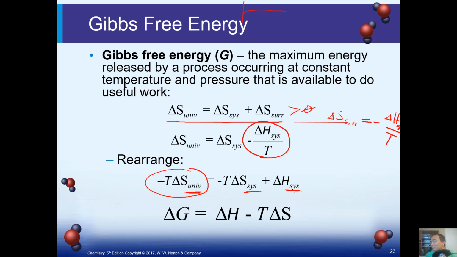So for this reason we define this delta G to be negative T times delta S for the universe. Then everything will be related to the system, but you don't have to write the system as the subscript. If you don't write the subscript, we simply assume everything is related to the system. So by this definition, we are able to relate delta G to two factors, delta H and delta S, the enthalpy change and entropy change. So the Gibbs free energy equation: delta G is equal to delta H minus T times delta S.